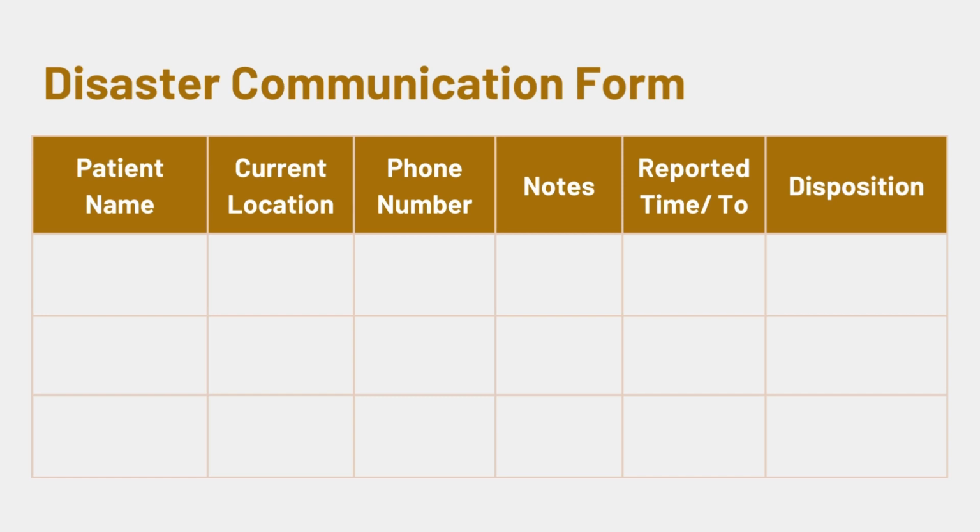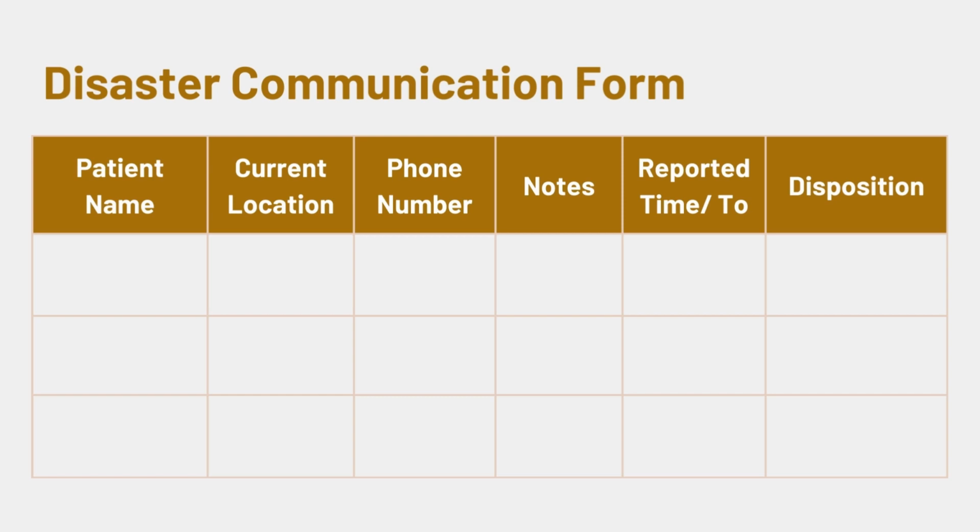Reported to or time. This part documents where and to whom the patient's information has been reported, along with the timestamp of the report. This helps ensure that the right entities are informed promptly. Disposition. The disposition field indicates the planned course of action for the patient, such as evacuation, medical assistance, or further assessment.